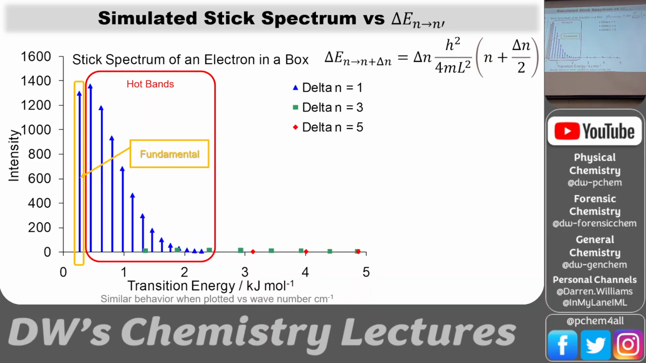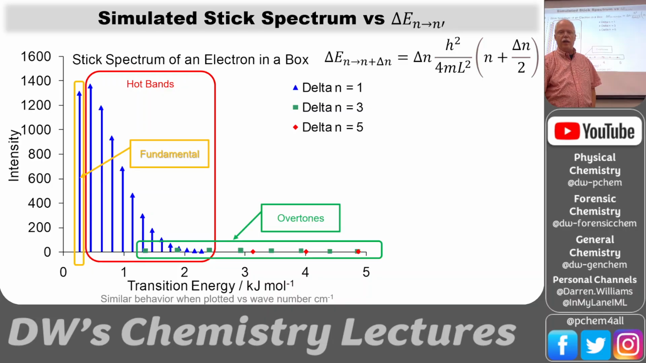If we label those quantum numbers and we have a particular delta n, all the delta n's are 1 for this blue series, then the constant that comes out front is h squared over 4mL squared. And so that would be the spacing between these energy levels. And then we have the overtones. If we cooled this down, all the hot bands would disappear and we would just have the fundamental. And we would have this first overtone, the 1 to 4 transition, and then the 1 to 6 transition here.